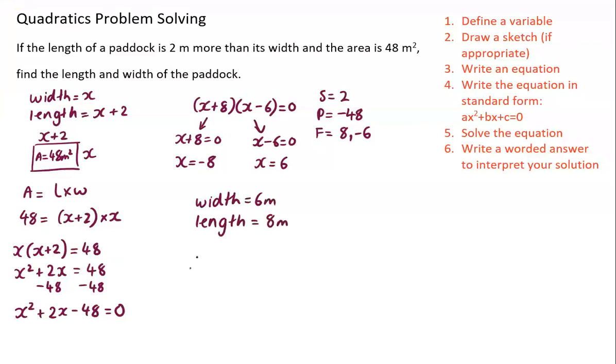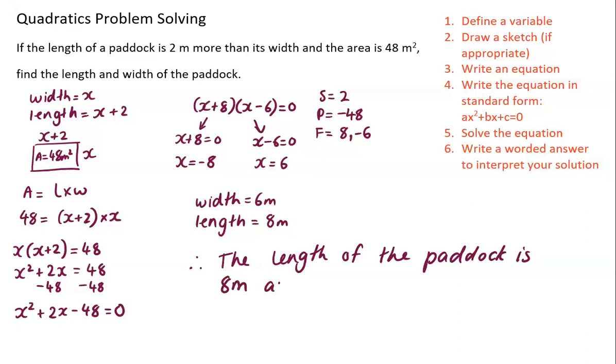So we can write our worded solution. Therefore, the length of the paddock is 8 meters and the width is 6 meters. And we can check that that does actually give us an area of 48 because 6 times 8 is 48.